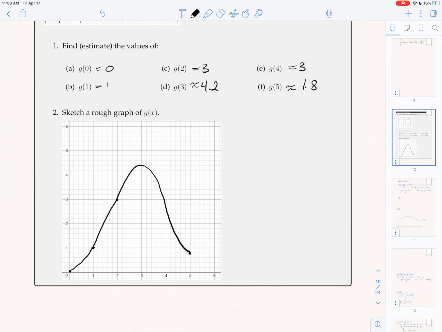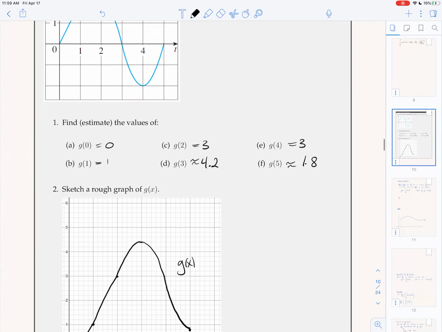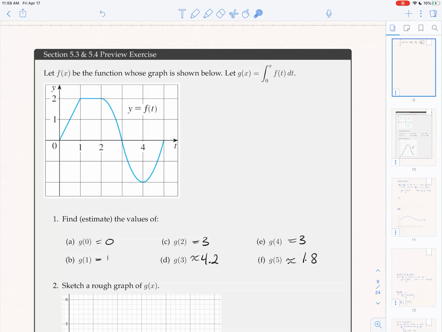And so here's the deal. We might not like this function too much, this function g. This is a graph of g of x, because its construction, its definition is kind of strange, but this is actually the key to unlocking what's known as the Fundamental Theorem of Calculus.